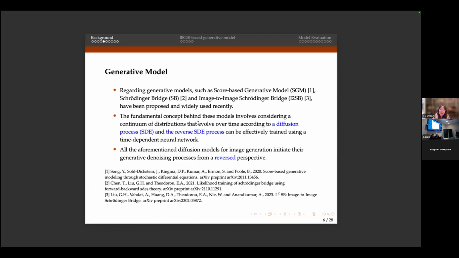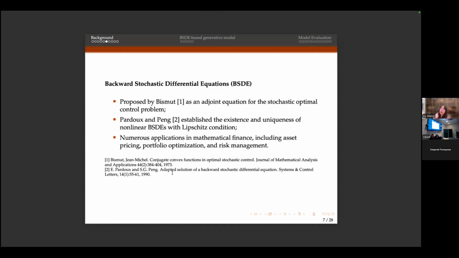So this idea aligns perfectly with the formulation of forward-backward stochastic diffusion equations. That is why we use BSDEs in the following. Before introducing our proposed approach, we look at BSDEs because they are really related. BSDEs were originally proposed by Bismut as an adjoint equation for stochastic optimal control problems.